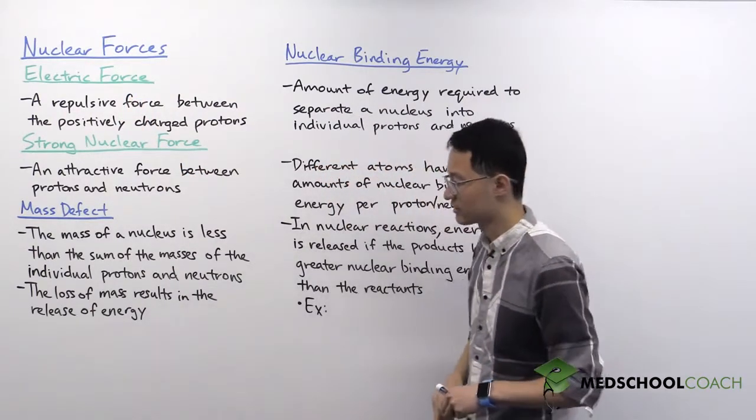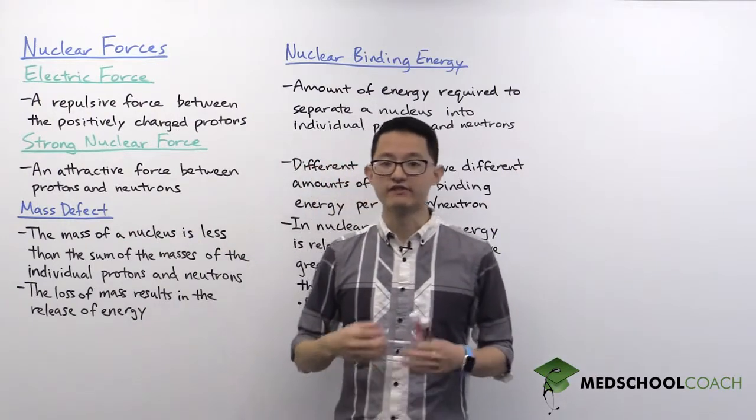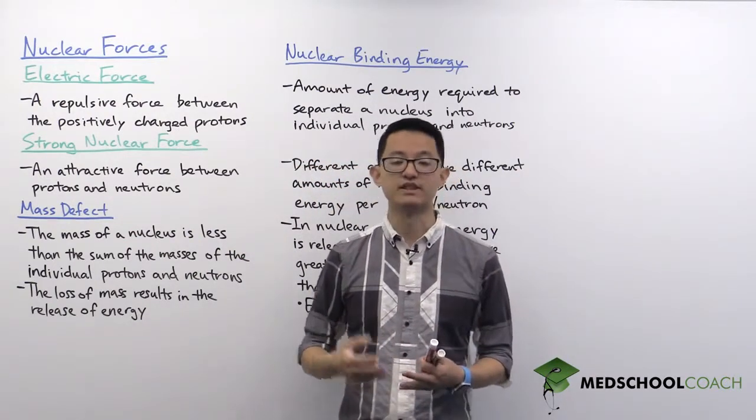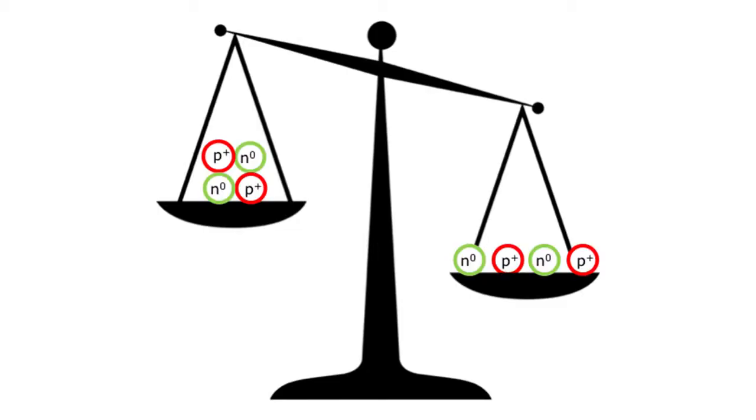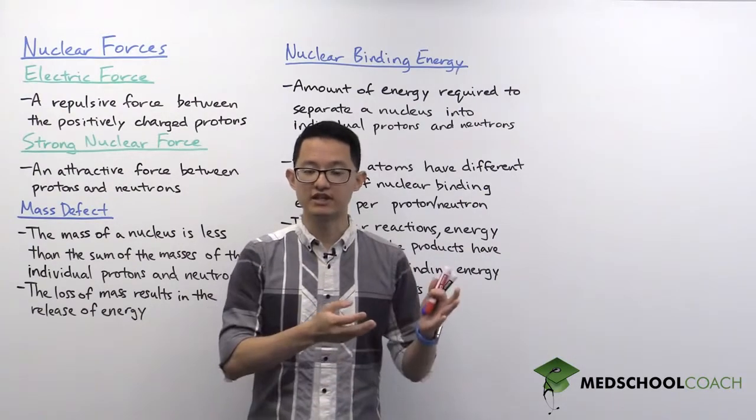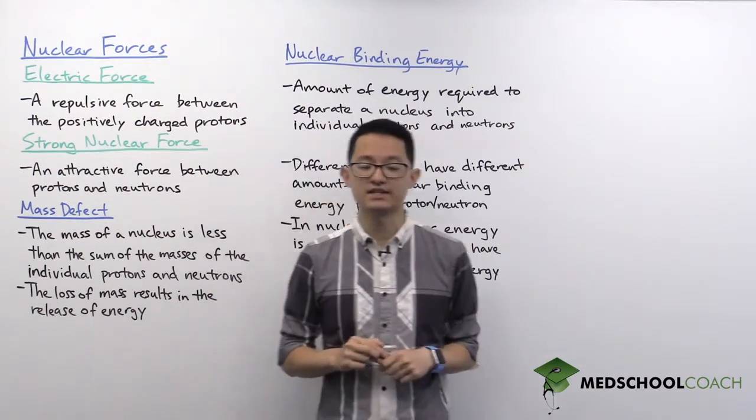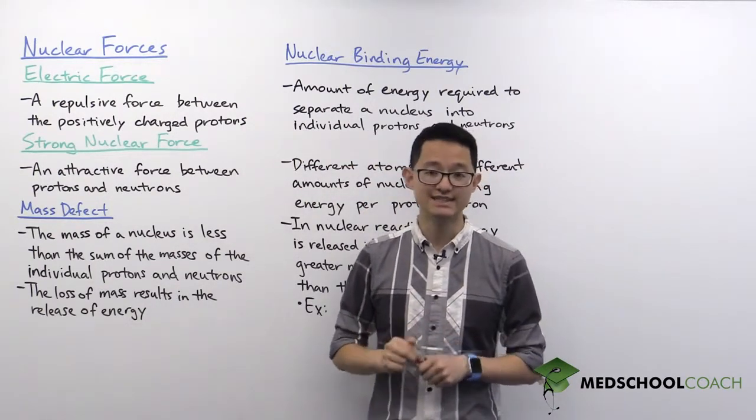Okay, so now let's talk about the mass defect. The mass defect is a very interesting phenomenon that is best illustrated with this diagram. On the scale, on one side, we have 4 individual nucleons, 2 protons and 2 neutrons. On the other side, we have the same 4 nucleons, but fused together to form a helium nucleus. What's very interesting is that the mass of the nucleus is less than the sum of the masses of the individual nucleons. So when you form a nucleus, you lose mass, and that loss of mass is referred to as the mass defect.